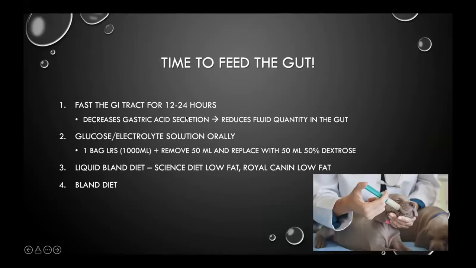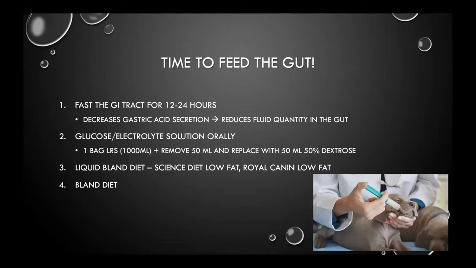And then it's time to feed the gut. So you want to fast it initially for the first 12 hours, 24 hours if needed. I try and not do it too long, just to let some of that fluid leave the stomach. And then you can start trying to give them a little bit of sugar. We'll give them some dextrose orally initially, or we can give it sub-Q or IV if they're not eating yet.